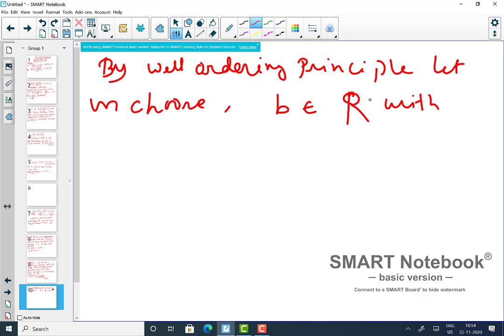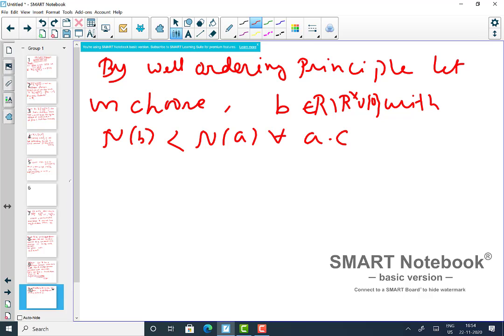Let us choose B belongs to R, I mean non-zero non-unit, I should say. So let me write down the symbol: you have R minus the units union 0, with norm of B the minimum. Okay, with norm of B less than or equal to norm of A for all A belongs to R minus this.